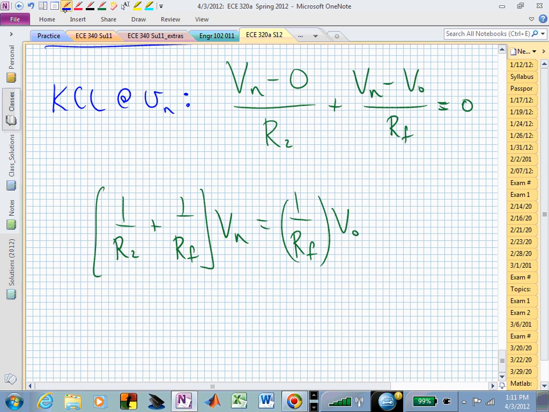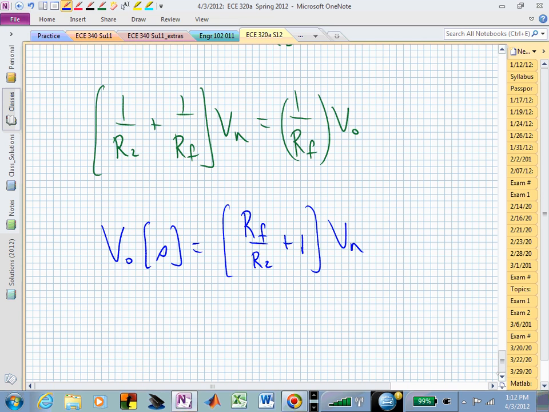I can rewrite that in terms of V naught by simply multiplying both sides by R sub f, and I end up with R sub f over R sub 2 plus 1 times V sub n. And because of that upper piece in my overall circuit, I now have a gain associated with my device, the gain being 1 plus R sub f over R sub 2. And if those two resistors were equal, I would have a gain of 2 in that portion of my circuit.